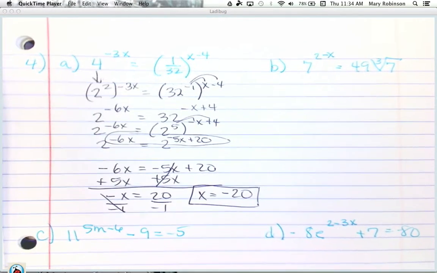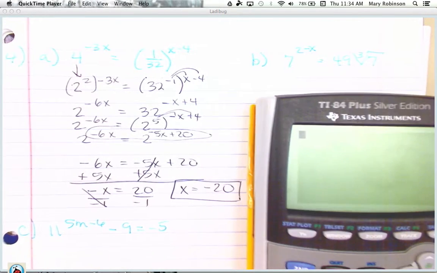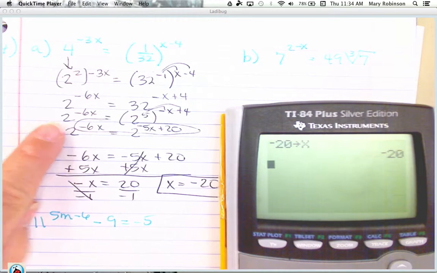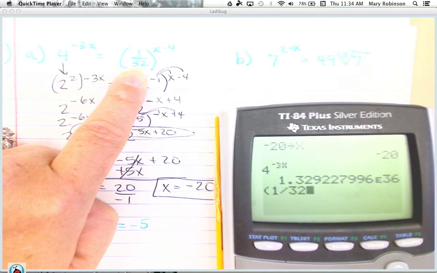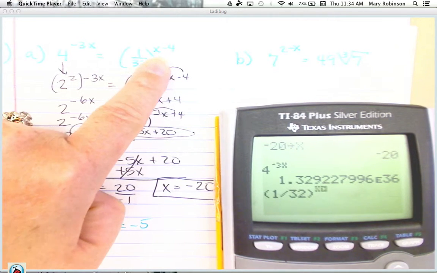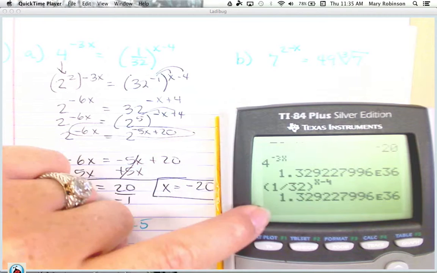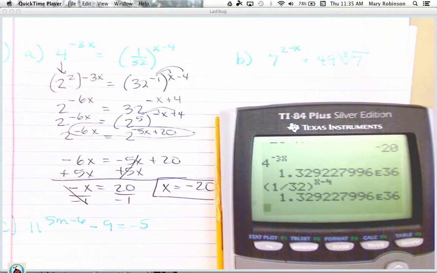So to check our answer, we type in negative 20 and we store it for x. Then we want to type in the left side of our equation, 4 to the negative 3x power, and the right side, 1 over 32 to the x minus 4 power, and these two numbers should match and be equivalent. So that tells us our answer is correct.